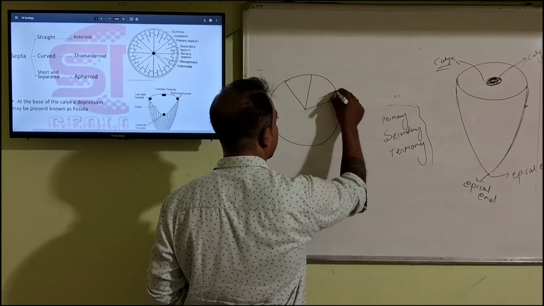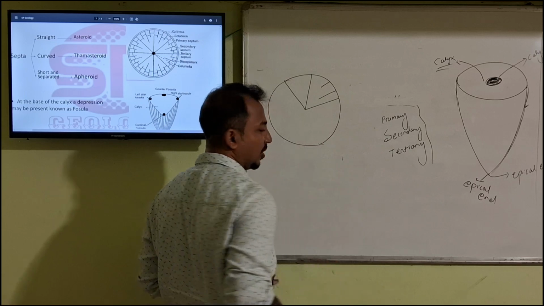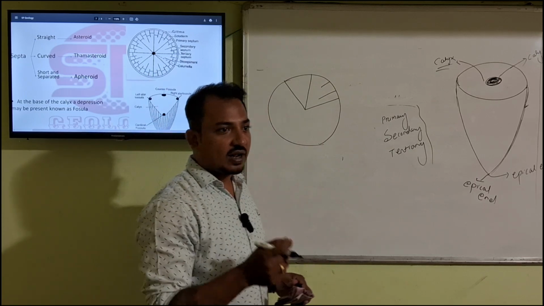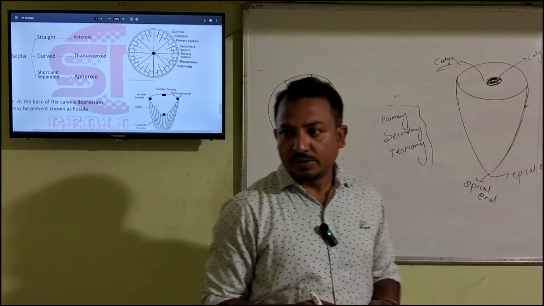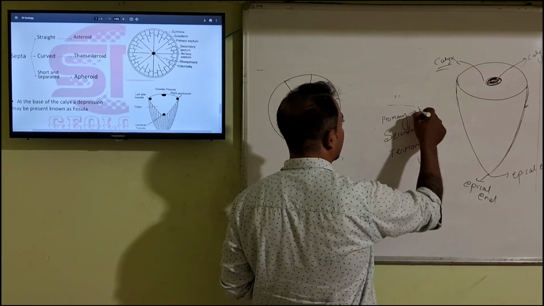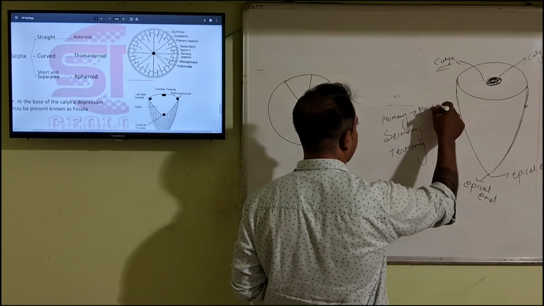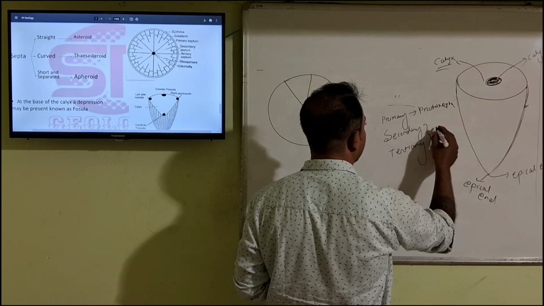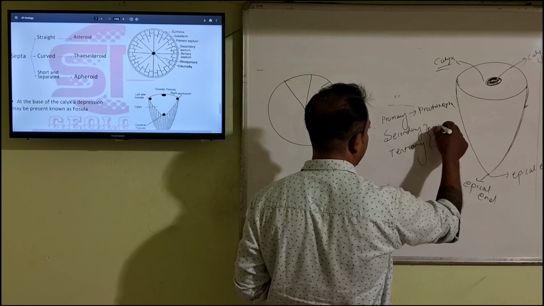You can also divide it by a smaller one, then another smaller one. Accordingly, the smallest one is called tertiary, and the longest one is called primary. Primary is also called protosepta, and secondary and tertiary are called metasepta.